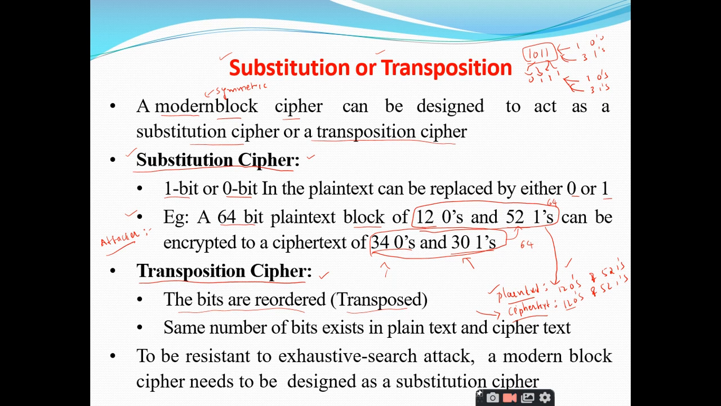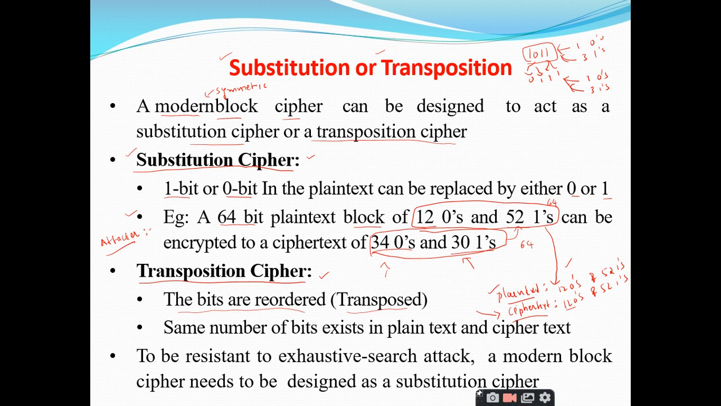Transposition, sir. Why? Because the transposition ciphertext will give a clear idea of how many zeros and ones are present inside the plain text. The attacker may not get the exact plain text, but he will come to know an idea about the plain text. So transposition ciphers are somewhat weaker. Is it clear?